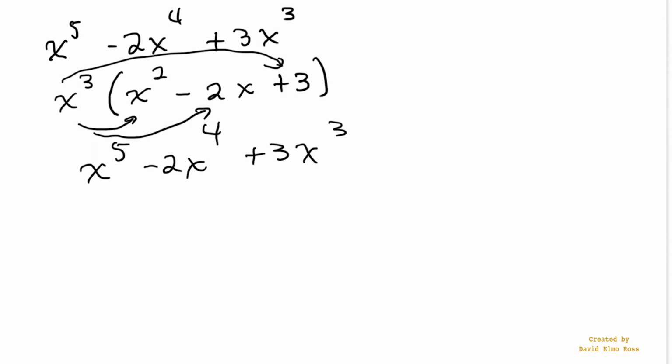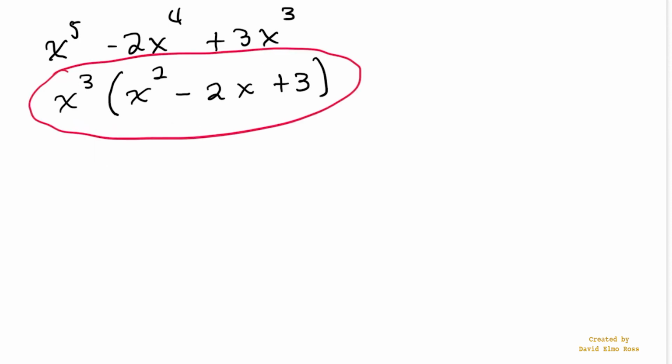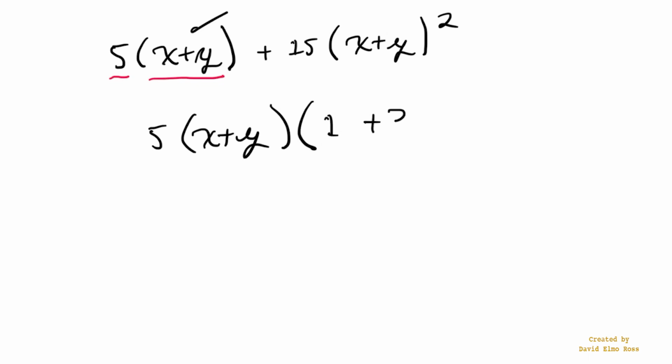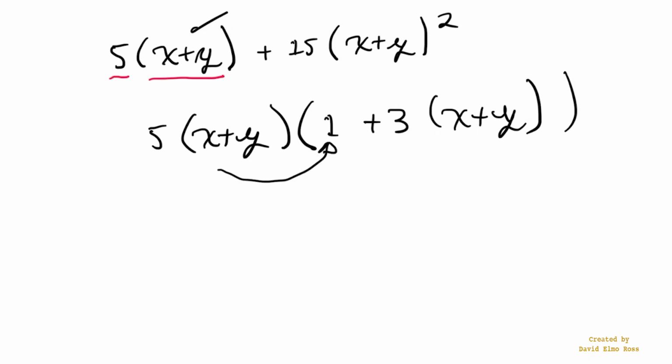So indeed, this is the proper factor. When we try factoring this expression, we can see that we have terms in 5 and x plus y. So if we say 5(x + y) times 1 would give us this term back, plus 3 times (x + y) would give us the other term back. So this would be 5(x + y) plus 15(x + y) squared. So this is indeed the factored solution for this one.